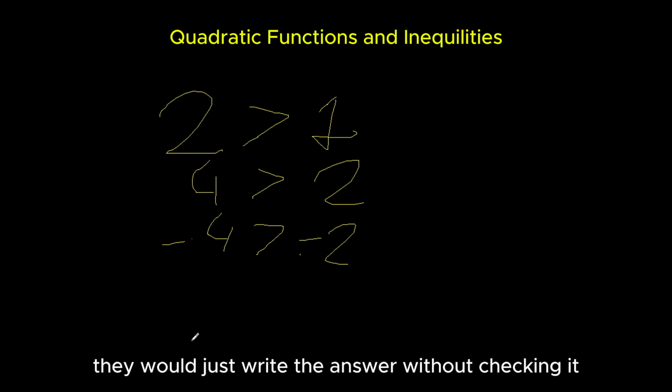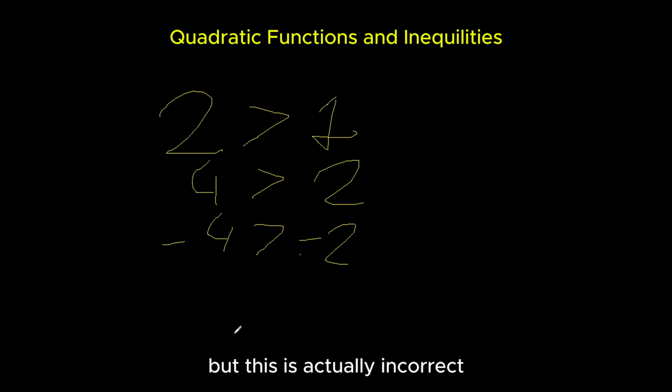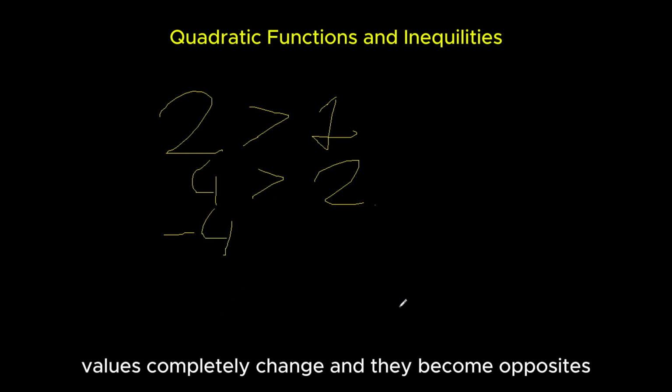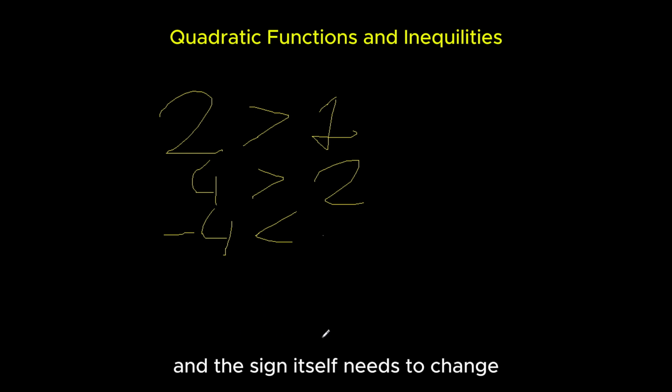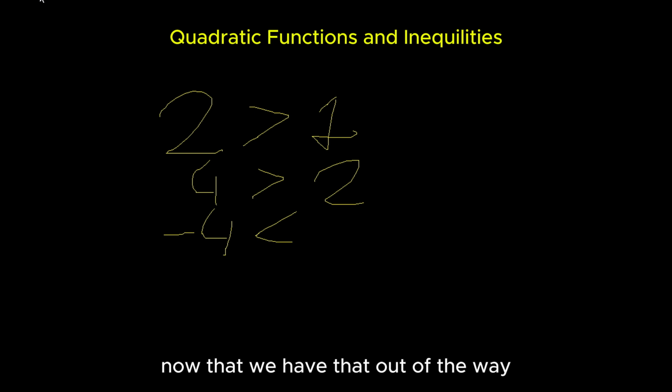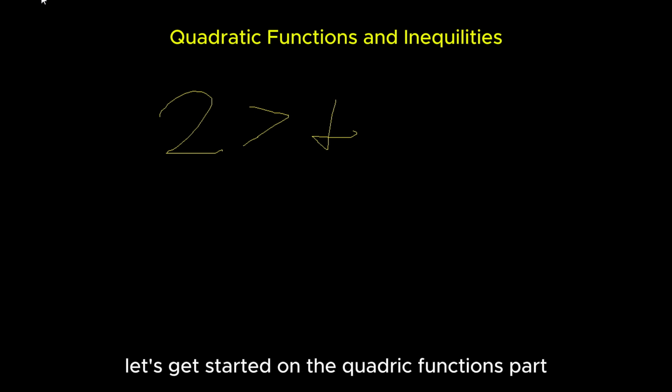They would just write the answer without checking it. But this is actually incorrect, because when they're multiplied by the negative number, their values completely change and they become opposites, and the sign itself needs to change because negative 4 is less than minus 2, so the sign needs to change. Now that we have that out of the way, let's get started on the quadratic functions part.